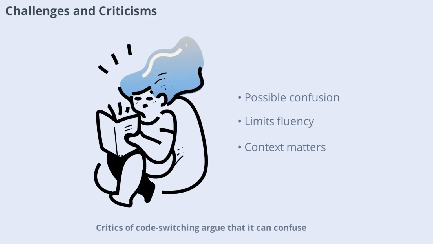Critics of code switching argue that it can confuse learners and hinder the development of English fluency. Over-reliance on code switching may perpetuate native language interference and limit opportunities for authentic English practice. Some also point out that it could reinforce unequal power dynamics in the classroom or be less effective in large group settings. These challenges underscore the importance of strategic, balanced use of code switching tailored to student needs and classroom context.